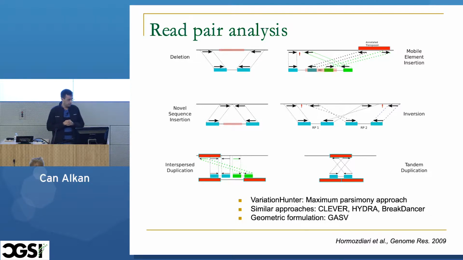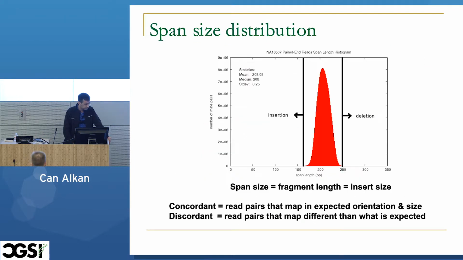So one of the first algorithms that we developed with Feridun 10 years ago now is VariationHunter. We were using the maximum parsimony approach. We were basically formulating the problem as set cover and approximating a solution. And there have been similar approaches developed, such as Hydra, Clever, BreakDancer, and then GASV. These are all pretty old. These are the first read pair only algorithms.